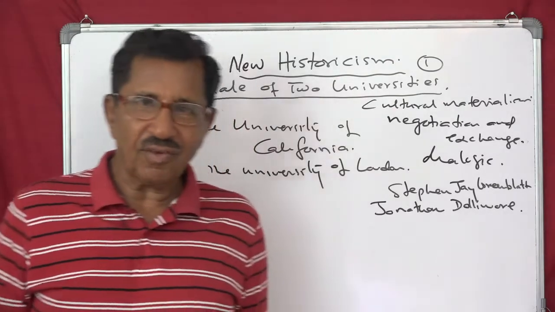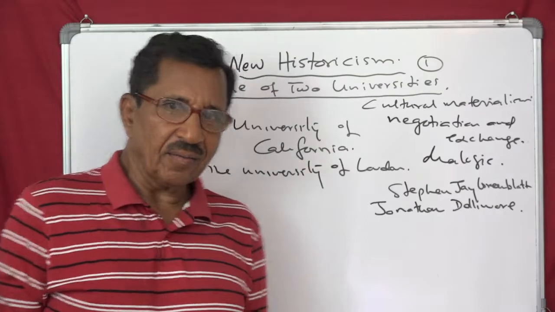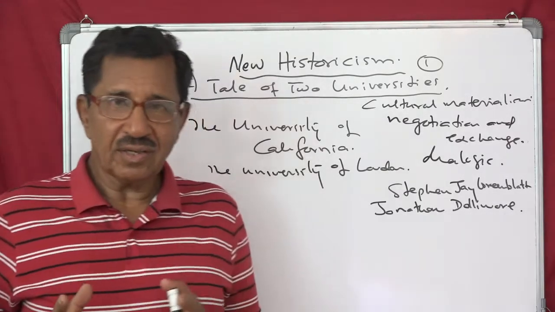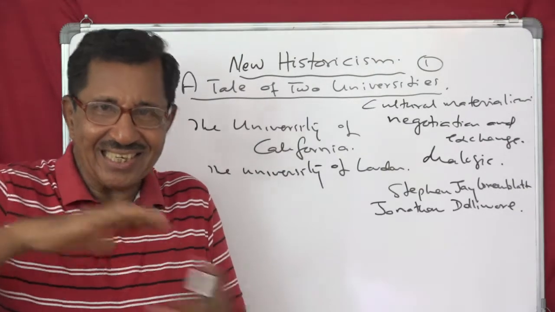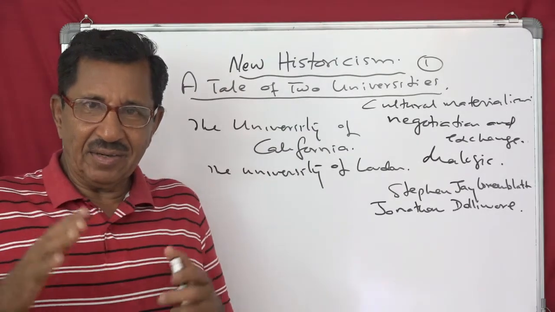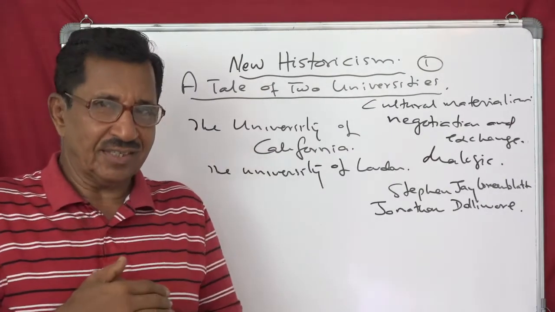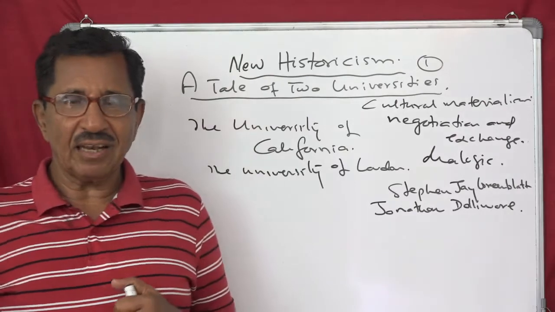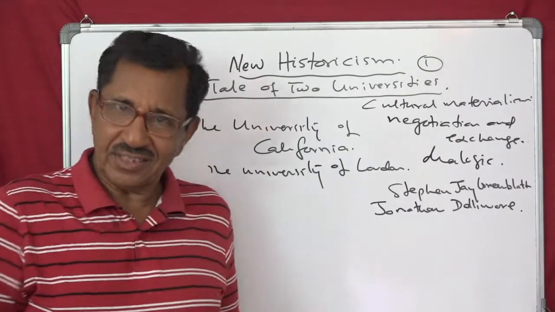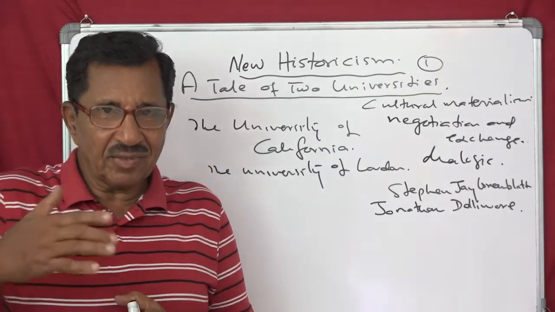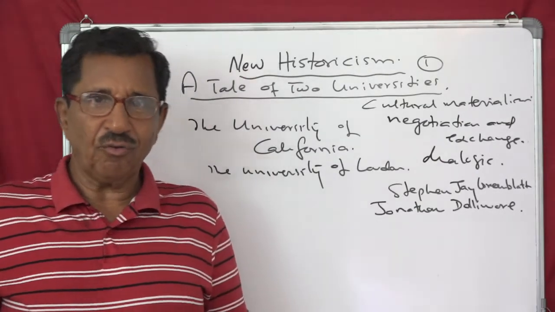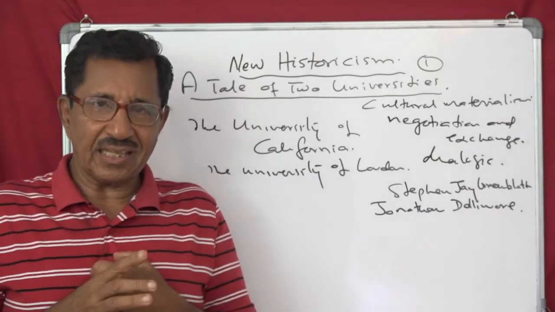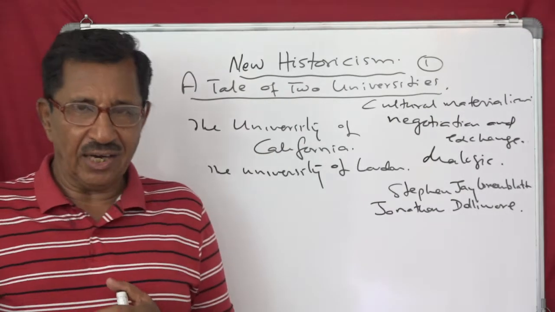Now the second reason why it is a tale of two universities is that both developed simultaneously, as parallel developments, and both originated from an academic situation. And the third reason is that Greenblatt was a professor, and at the time when cultural materialism was being developed, Dollimore was a student at the University of London. So the whole thing comes from the background of academics rather than directly from economics or ideologies.